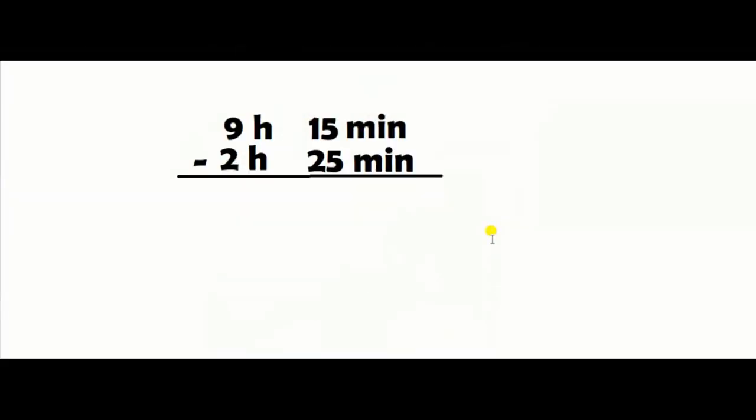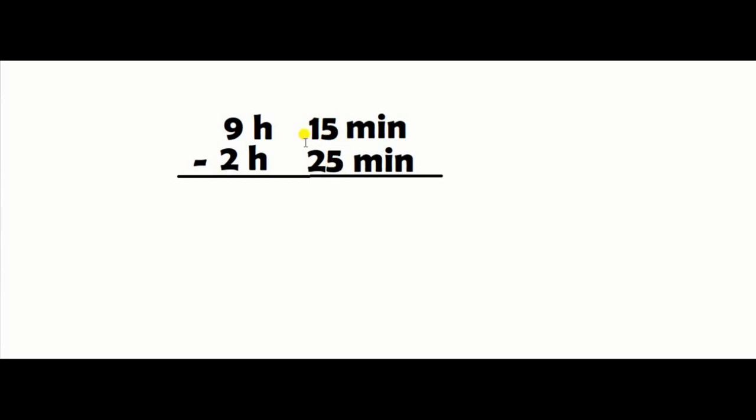Let us do this final example. Here we have 9 hours and 15 minutes minus 2 hours and 25 minutes. Let us look at the minutes side, right? We have 15 minus 25, right? What do you notice? 15 is smaller than 25. Therefore, we can't minus 25 from 15.